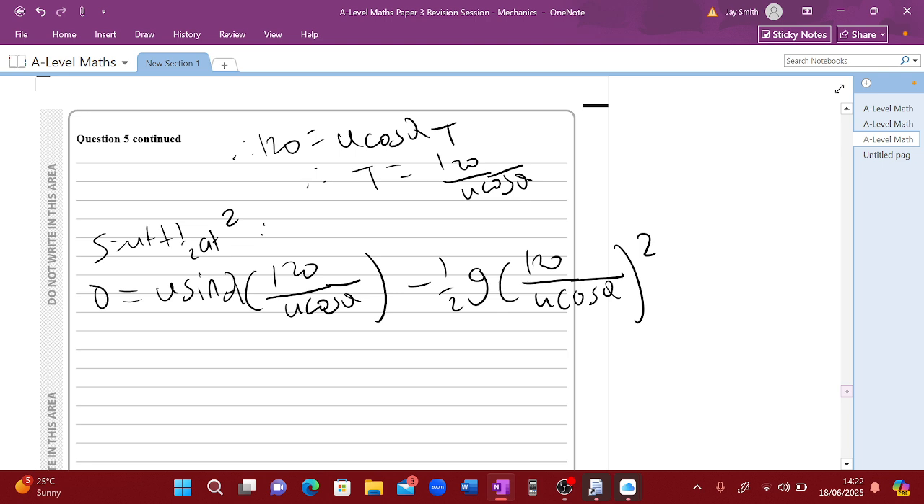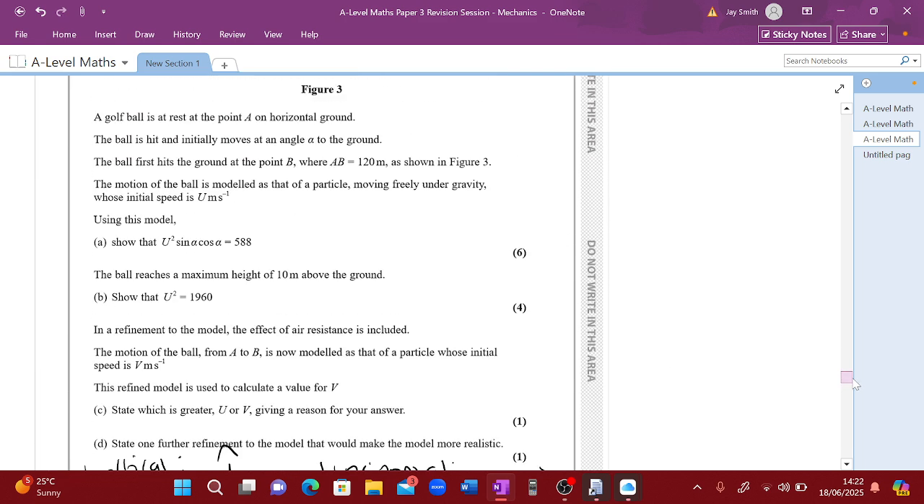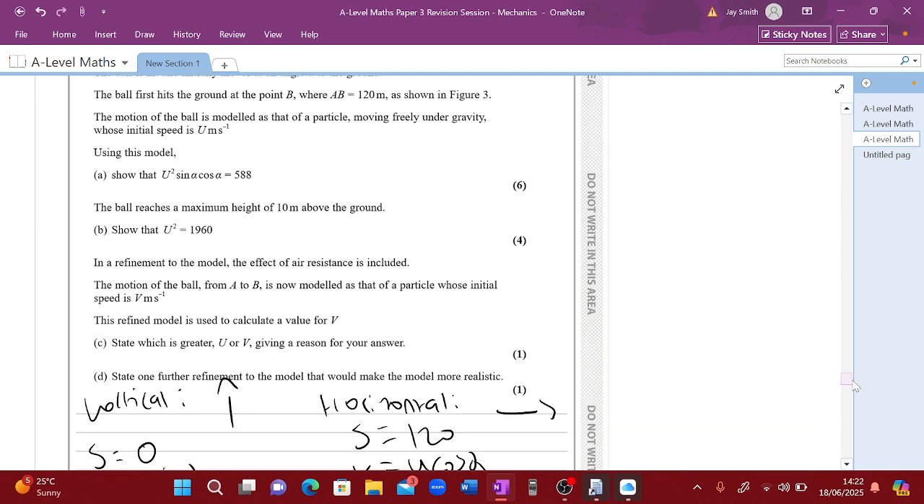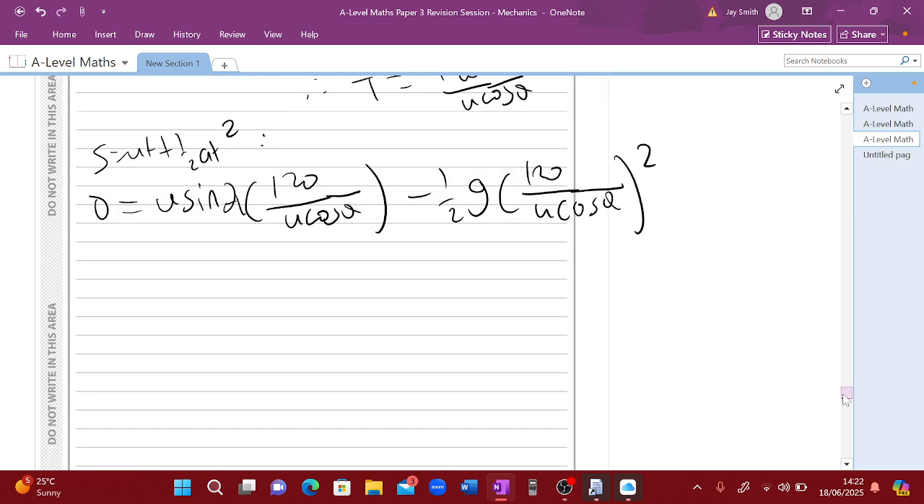So let's simplify this. I think it's best to move it to the other side. Notice in this question they don't say g anywhere, and in our answer there's no g. So we're going to take g to be 9.8. Therefore, a half of g, that's half of 9.8, is going to be 4.9.